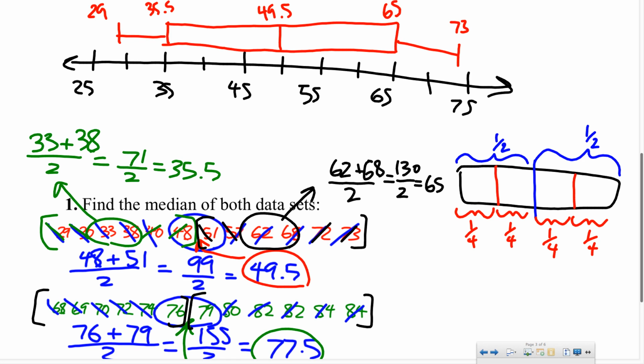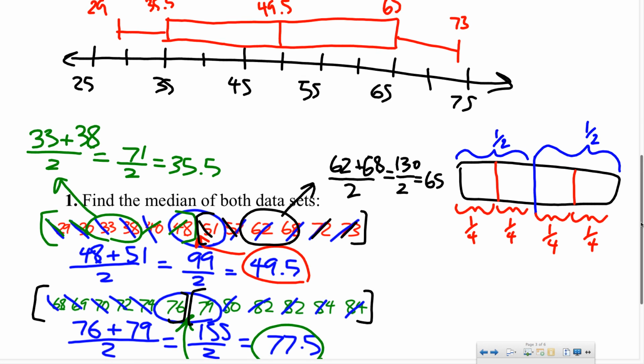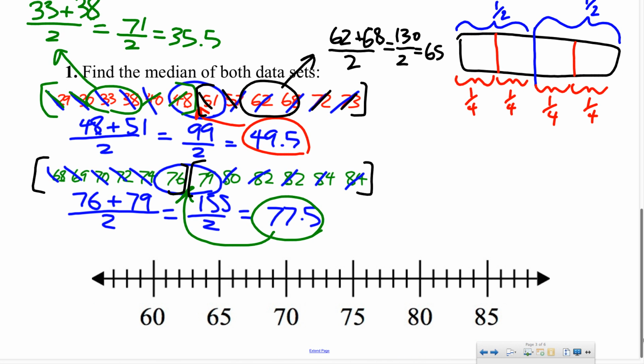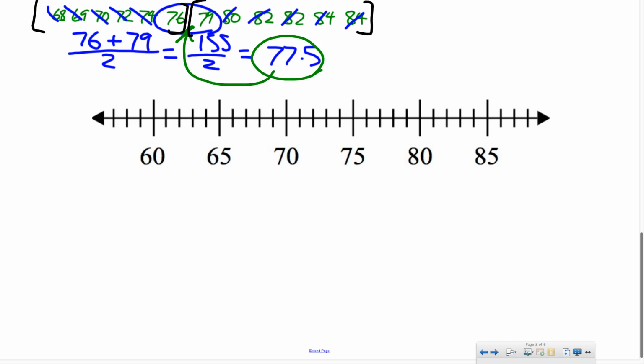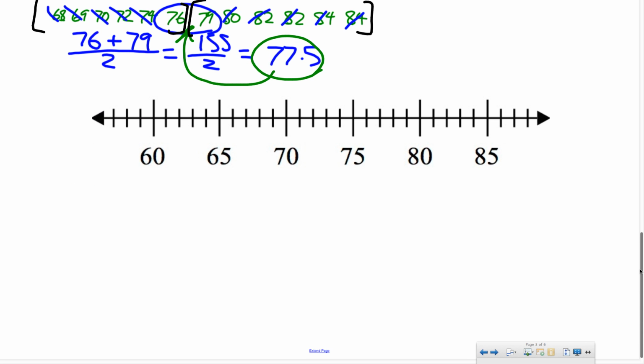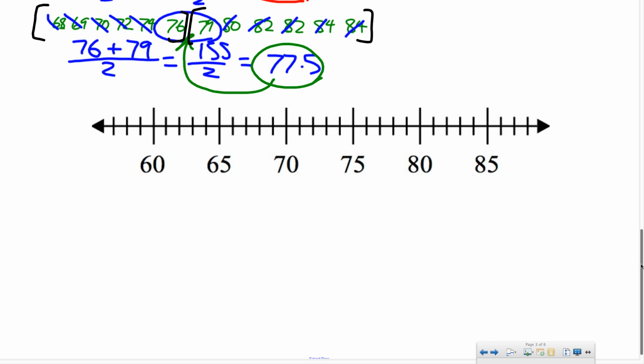Who's got the lower quartile? Walk me through it. And then here's the number line we're going to use to make our box-whisker plot. Okay, lower quartile. Walk me through it. Christian, go ahead. You had a lot of questions earlier. Did you figure it out?